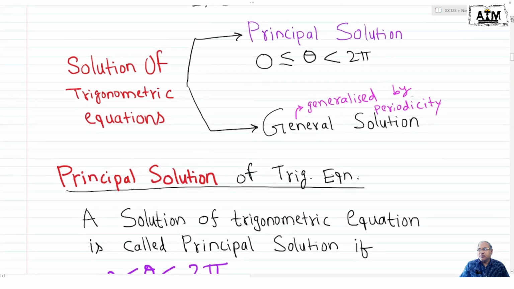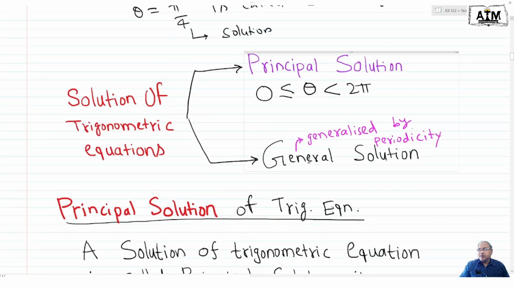Then what is a general solution? The general solution of a trigonometric equation is obtained by using periodicity. So a generalized solution by using periodicity is called the general solution of a trigonometric equation. How to find the principal solutions and the general solution of a given trigonometric equation, we will continue in the next video. In the next video I will talk about how to find the principal solution and the general solution of trigonometric equations.